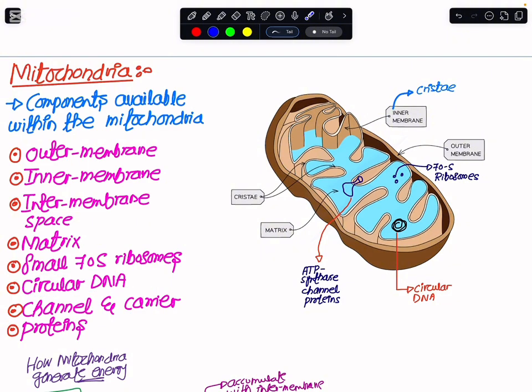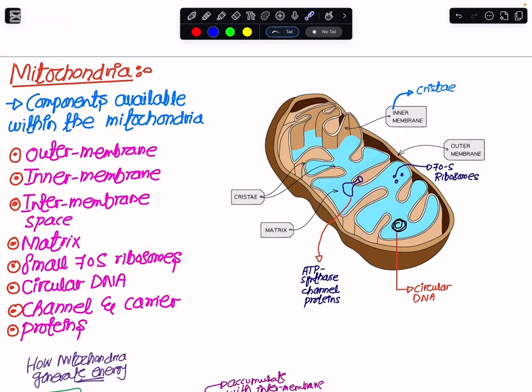You see, this is something very special. Because we know that overall the cell has its genetic material in the nucleus, and our DNA is not circular, rather it is linear DNA. And the ribosomes attached to the membrane of the rough endoplasmic reticulum and in the cytoplasm are the bigger 80S ribosomes. But the mitochondria is unique in that it has 70S ribosomes and circular DNA, which are actually characteristics of bacteria, but these also appear in the mitochondria.